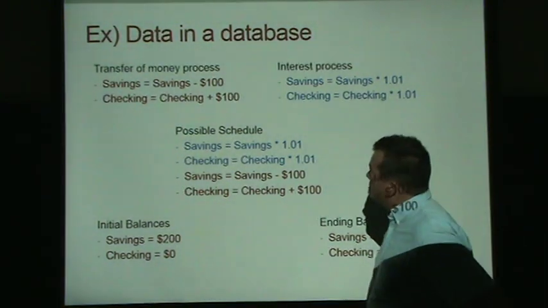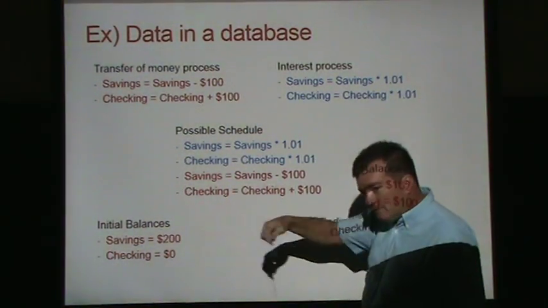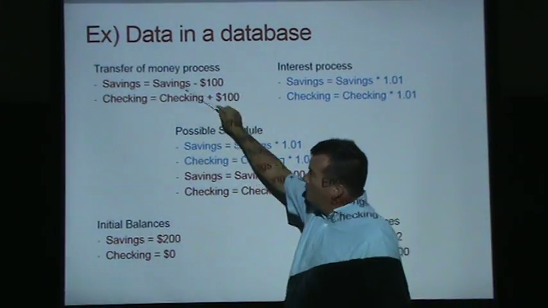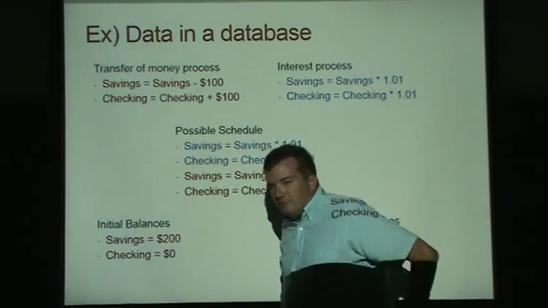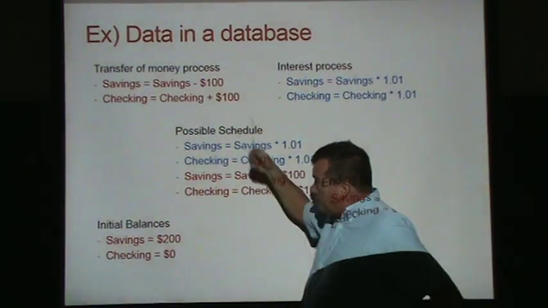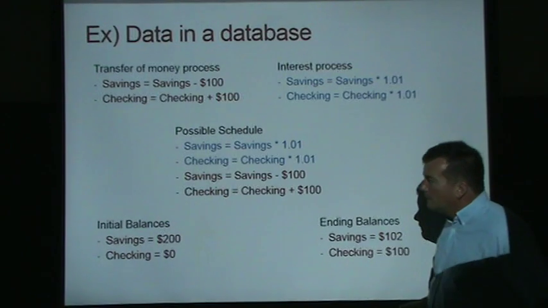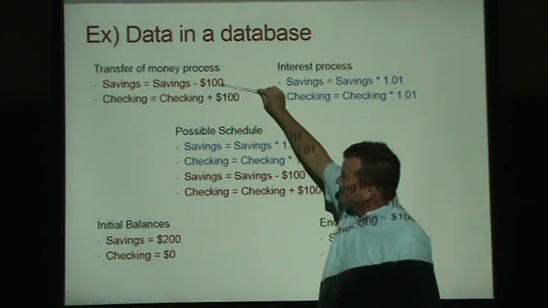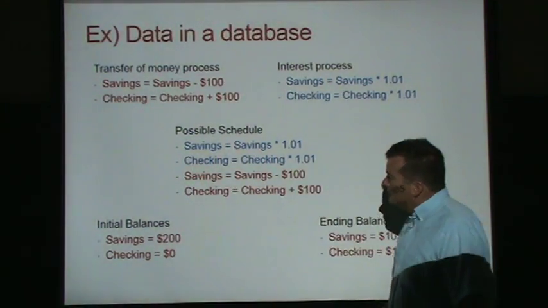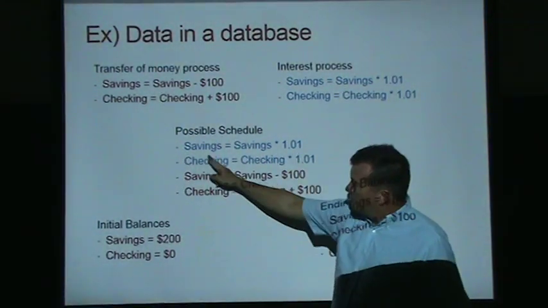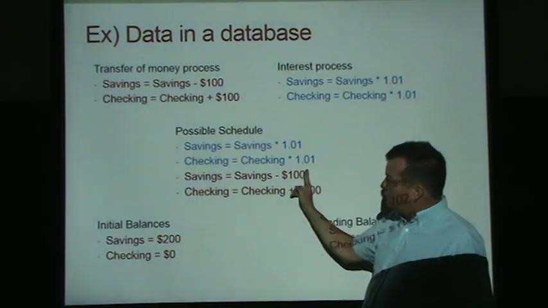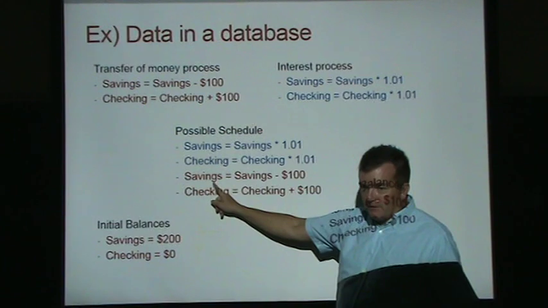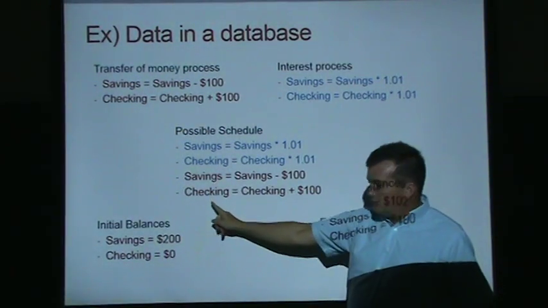Suppose the interest process went through at 3 in the morning, and you logged in at 5 in the morning and did your transfer after it. Okay, so all that means is that these lines of code ran first, and then these lines of code ran second. So you would get the interest on your savings first, then you get the interest on your checking. Then you would lose $100 from savings, and then you'd gain $100 to checking.